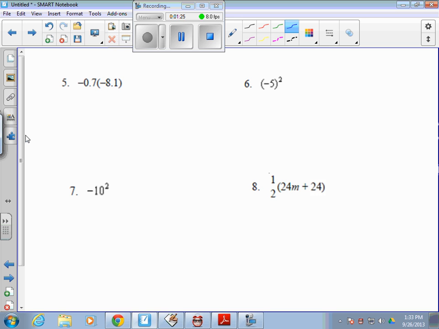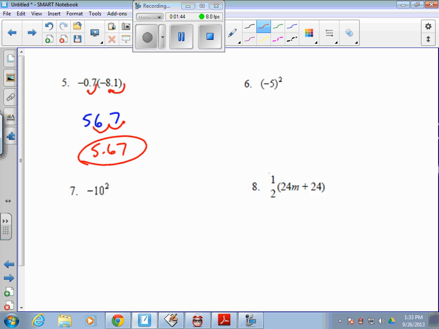Negative 0.7 times 8.1. Negative times a negative, they're going to come out to be positive. 7 times 1 is 7. 7 times 8 is 56, but then you have to move that decimal. We had to move it one time for that one and a second time for that one. So from here, once, twice, 5.67 for that one.